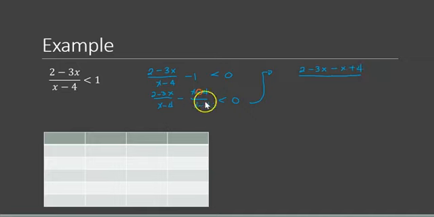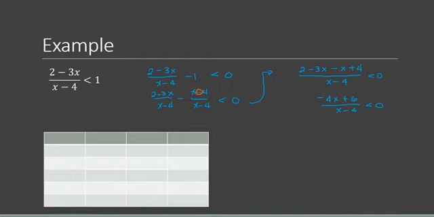Then we have common denominator now. So let's just simplify similar terms. So that's negative 4x. And then 4 plus 2, that's 6. Okay. So we have written our question as a single fraction and the right side is 0.